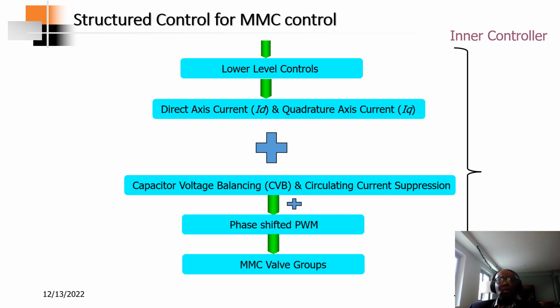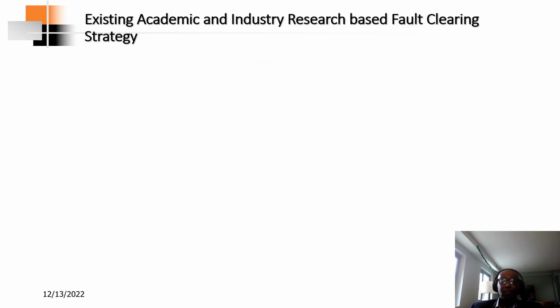On the AC side of the MMC, you will see that you have the upper arm and the lower arm in between each phase. There's going to be different voltages, and this will result in circulating currents. So you need an algorithm that will suppress these circulating currents to a minimum level. And this is integrated to a pulse width modulation that provides the firing signal to the MMC valve groups, to the converter.